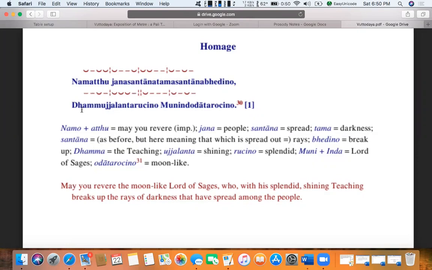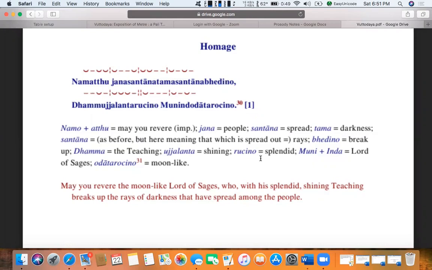Another reason is dhammujjalanta ruchino. Dhamma refers to teaching, as the meaning given here. But actually, we know there are 10 kinds of dhammas: magga, phala, nirvana, and pariyapti. Four magga, four phala, one nirvana, then 9, and we add pariyapti to it. So in commentaries and in Myanmar tradition, we take those 10 dhammas as the meaning of dhamma here. Dhammujjalanta ruchino. Ujjalanta means shining. It comes from ujjalati. Ruchi, ruchino, splendid.